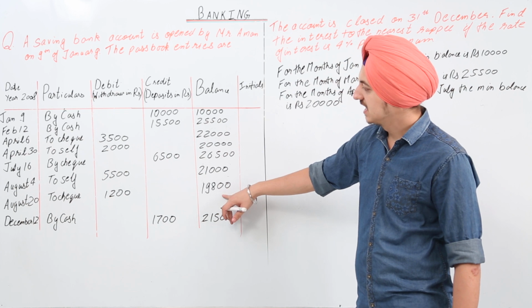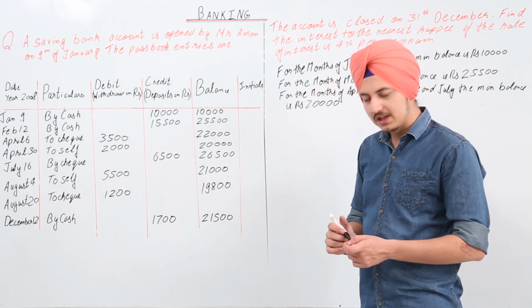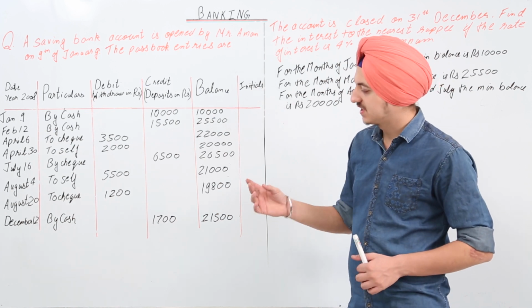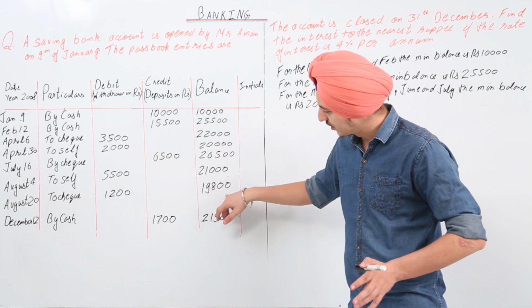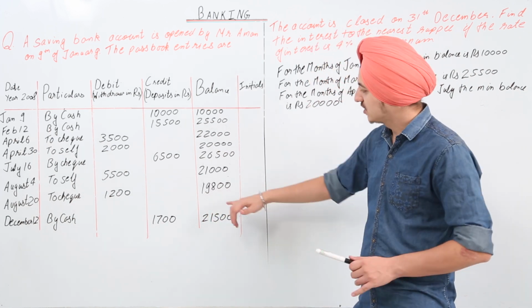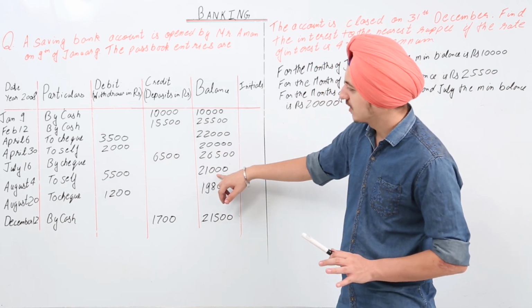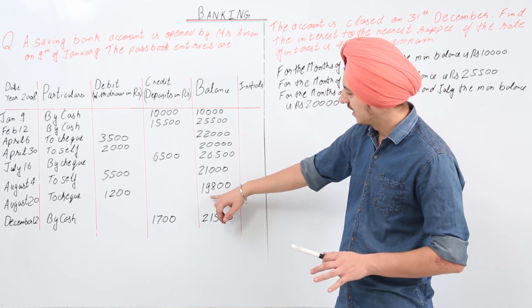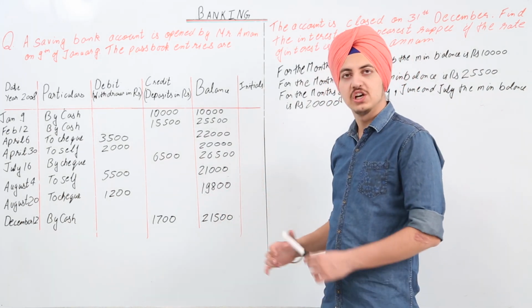So the balance is 19,800. So after the month of August, again for the month of September, October and November, there are no transactions. So the balance is rupees 19,800 only, right? So this is the minimum balance for August also, right? Because this is the balance on August 4, that doesn't count, and this is the minimum balance from 10th of August to the ending of August, right?